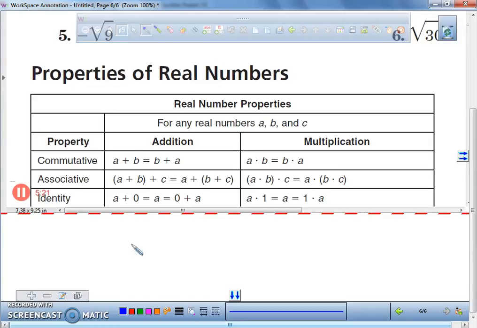Because this is also referred to, I'll use a number real quick, 5 plus 0 equals 5. This is referred to as the additive identity. So instead of having to write the identity property of addition, you can just write this is the additive identity. Okay?